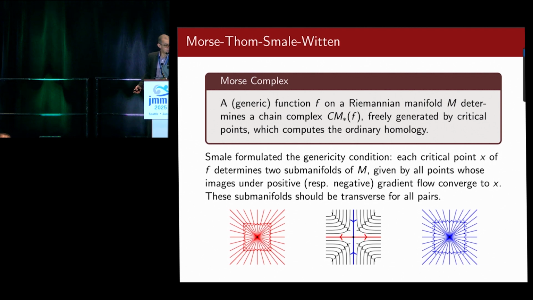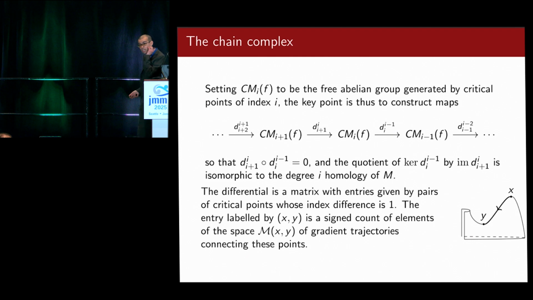So Witten suggests that we should build a chain complex. So I will remind you what a chain complex is. We're going to write CM_i of f for the free abelian group generated by the critical points of index i. Okay? So CM_0 is going to be generated by the minima. CM_n is going to be generated by the maxima. And then to define the chain complex, we have to build some maps from one to the other, from i plus 1 to i, from i to i minus 1, and so on. And they have to satisfy some properties.